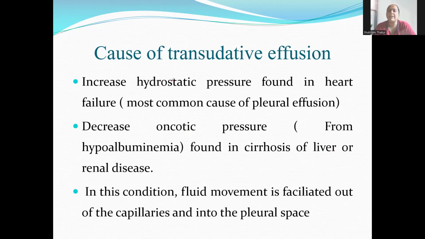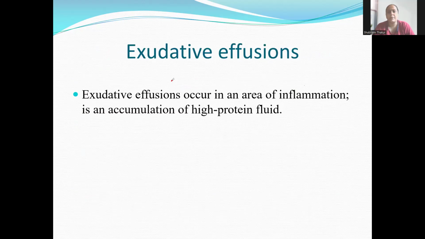If the patient has increased hydrostatic pressure found in the heart, if the patient has a heart disorder, more pressure on the heart, it will lead to transudative effusion. Decreased oncotic pressure from hypoalbuminemia is found in cirrhosis of the liver or renal disease. In this condition, fluid movement is facilitated. Fluid has already come outside from the capillaries, because the capillaries have less space, pressure is increased, so the fluid moves outside the capillary.